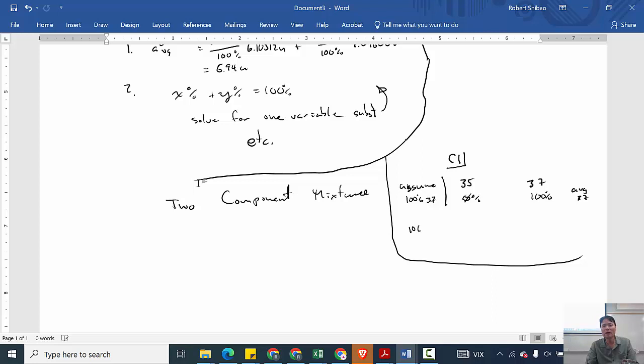Then we're going to take the opposite assumption. We're going to assume it's 100% 35. And so therefore, I'm going to get 100% 35. And what's my percent 37? 0%. And what's the average? The average is 35. So these are the two limits at the extreme.